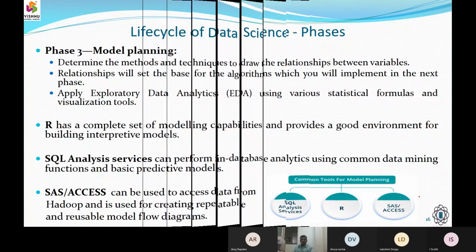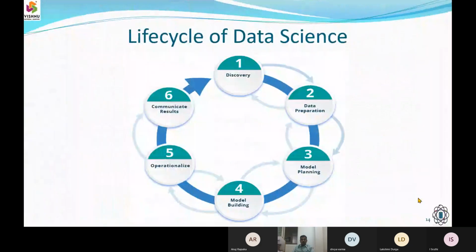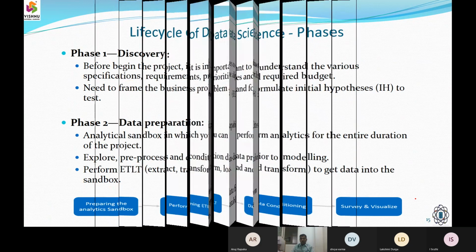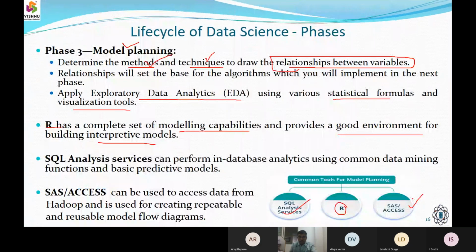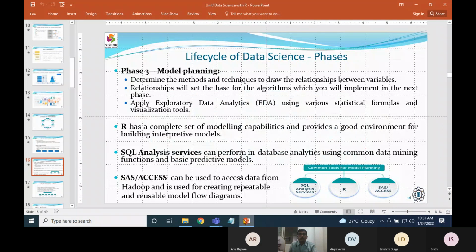So today we will conclude our class. Up to now we have covered only the first, second and third phases of the data science life cycle. In our next class we will continue with the next three phases, 4, 5 and 6. So I will stop my class here at this point of time and end my class today.